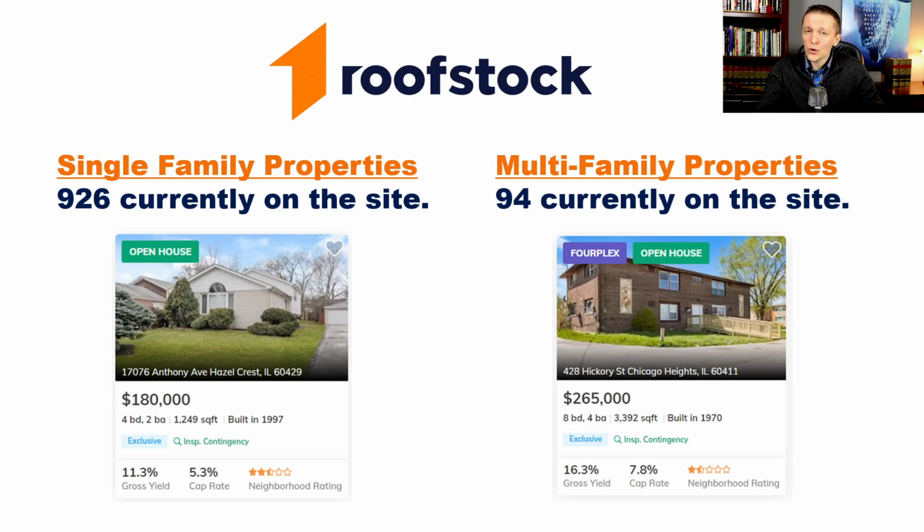So if you're looking for a large selection of multifamily properties, you're probably not going to find it on Roofstock. However, even 94 properties is not an insignificant number, especially if you don't have a specific set geographic area that you're trying to target. And if you're flexible as to where you might be buying your properties, you might be able to find a good deal in the multifamily properties on Roofstock as well.